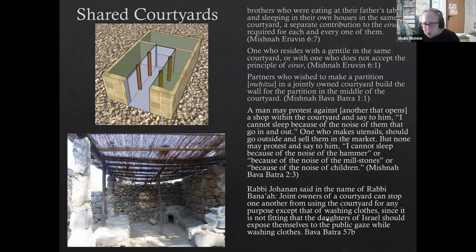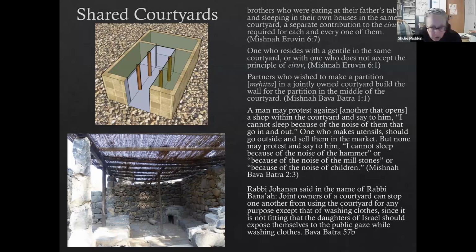You cannot force women to go outside of the courtyard to wash their clothes because it's immodest. It's not fitting that the daughters of Israel should expose themselves to the public gaze while washing clothes. So we have things that are inherently private, and we cannot make people go outside. They're allowed to use their private space for something like that that should be inherently private. Up until really very recently, right, shared courtyards were the way people lived. And by the way, in urban planning, they're coming back because it's a smart way to live. It saves a lot of space and allows people to actually meet their neighbors.